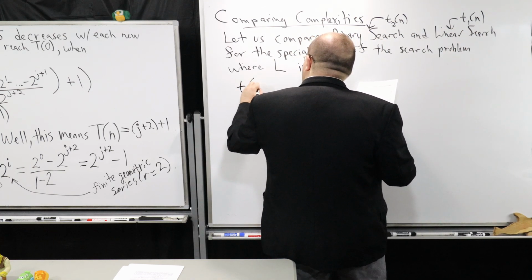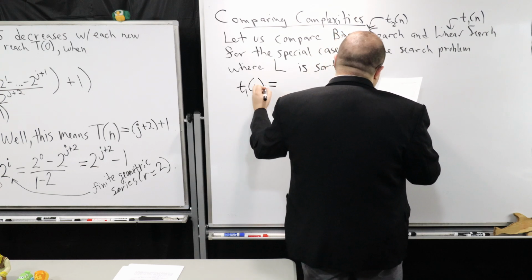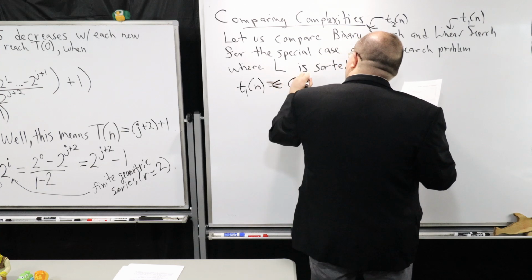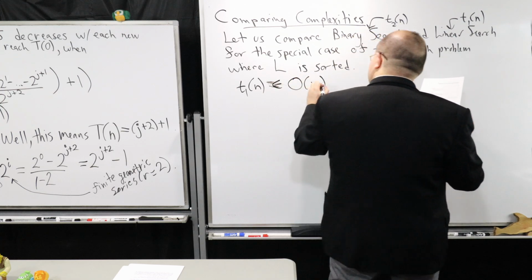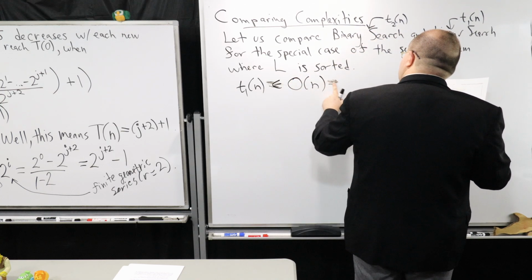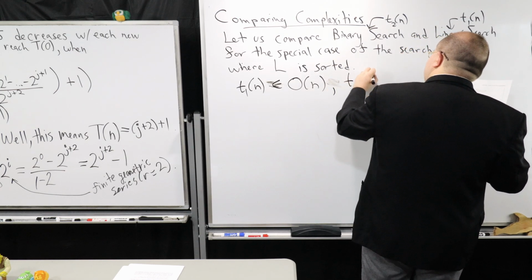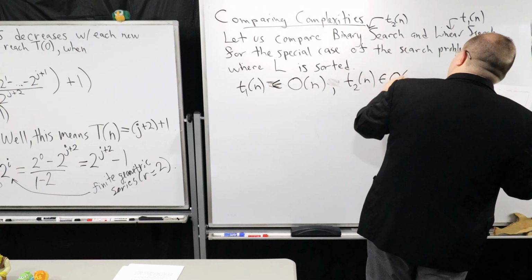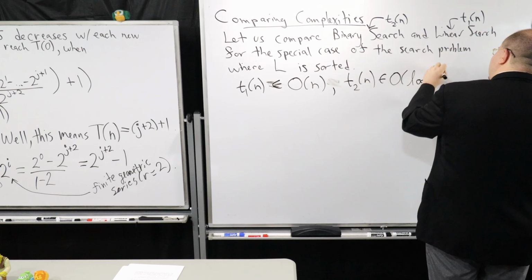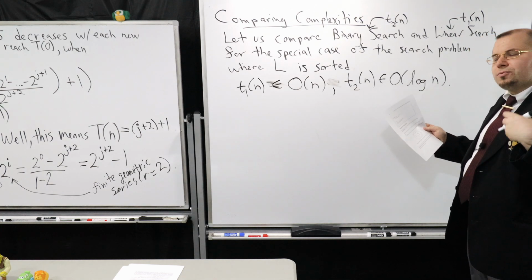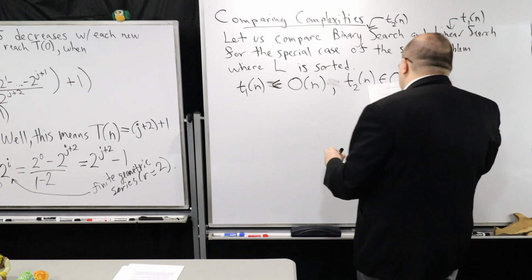So remember, if I give you T1, I know that this is big O of n, right? We established that earlier. So likewise, we know that T2 is big O of log n. Now, I could get very formal about this and write out these in terms of sets. Instead, I'll draw you a picture that represents these sets.